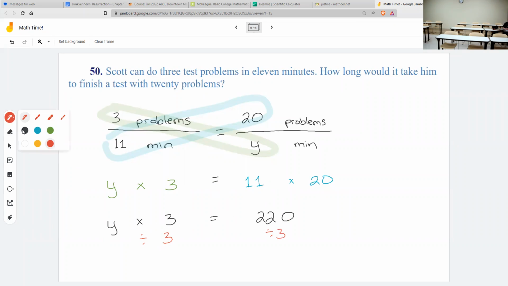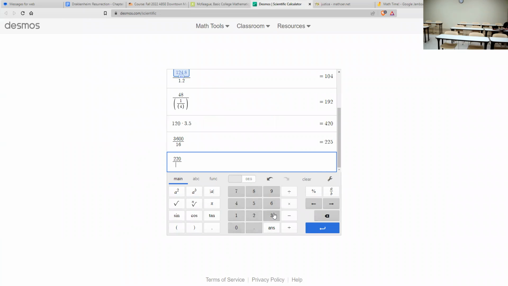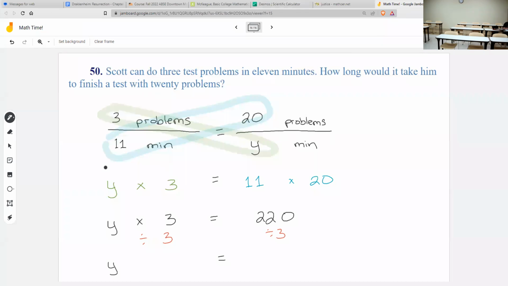Often in this step, you'll want to use a calculator. That's fine. 220 divided by 3, and I'm getting about 73 as my answer. So I think I will round, and use the about equal sign to show that in this step I am rounding. So about 73, and what's my label? Because it's a word problem, y went with minutes. So 73 minutes. And I'm done.